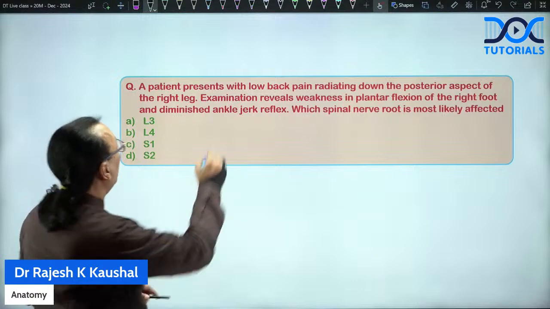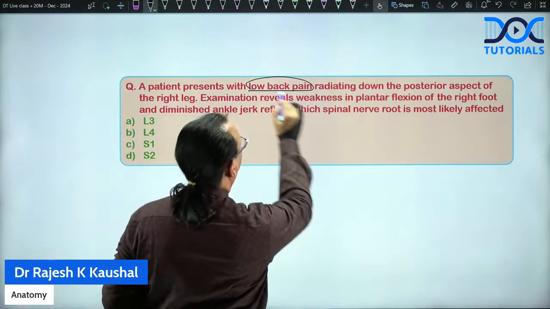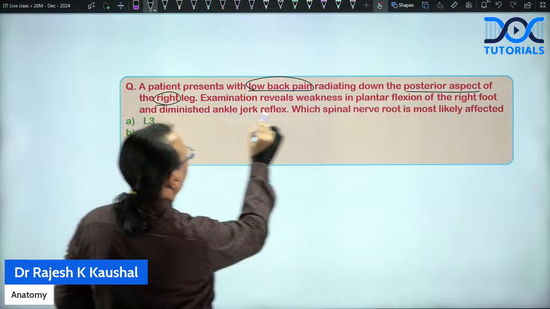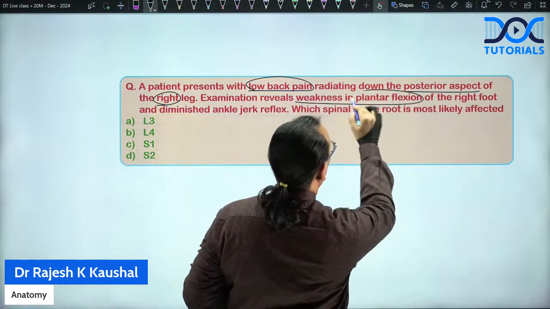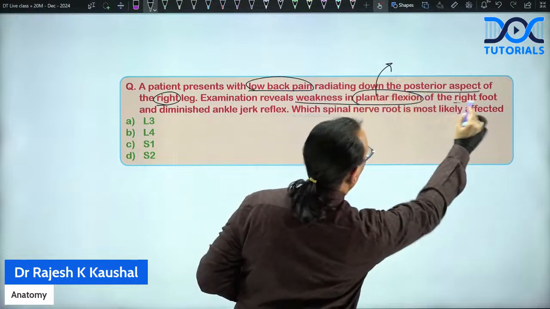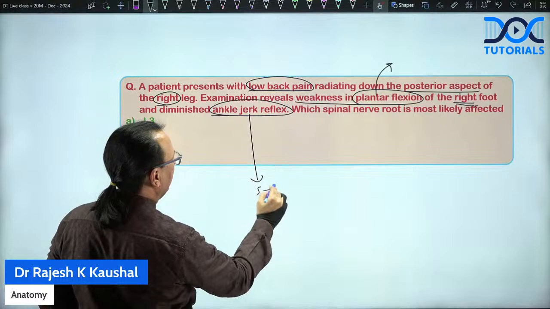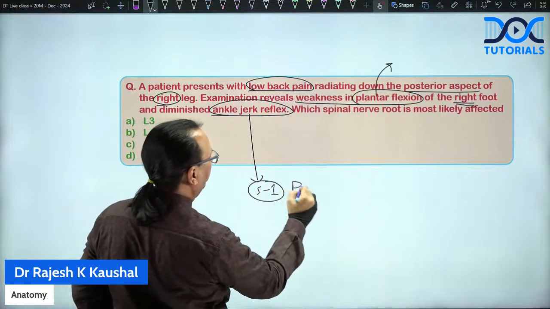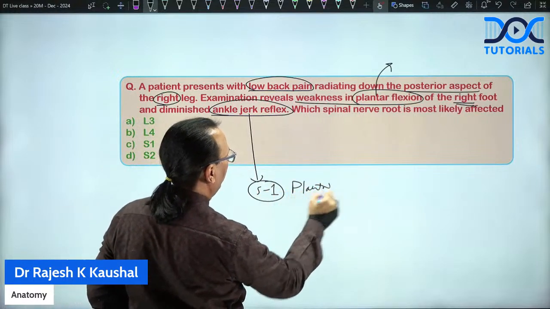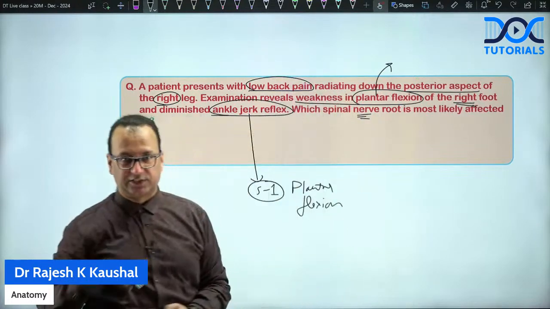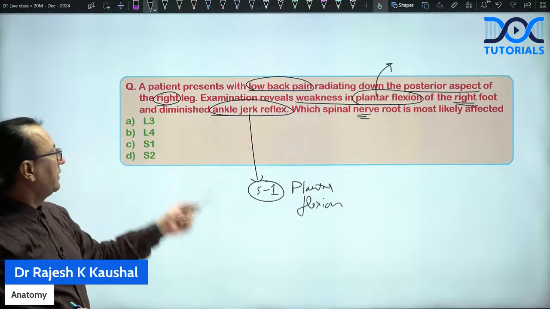Patient with low backache radiating to posterior aspect of right leg, and examination shows weakness of plantar flexion, right foot, and ankle jerk is gone. Ankle jerk is S1, and it is plantar flexion only. And which spinal nerve root? It is a slip disc case.